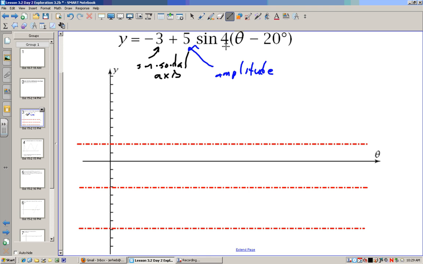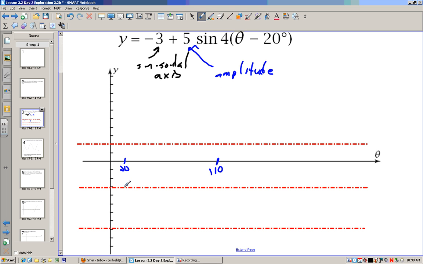Now this 4 tells us that it's a horizontal shrink by a factor of 4. So it usually does a full cycle in 360 degrees. So now the cycle will last 360 divided by 4, or 90 degrees. And that 20 says we're going to move it to the right 20 degrees. So let's start off to the right 20 degrees, and then we'll do 90 from that. So if that's 20, that should be about 40, 60, 80, 100. So 100's there, so 110 should be somewhere around here. We don't have to be exactly correct, as long as it's a reasonable scale.